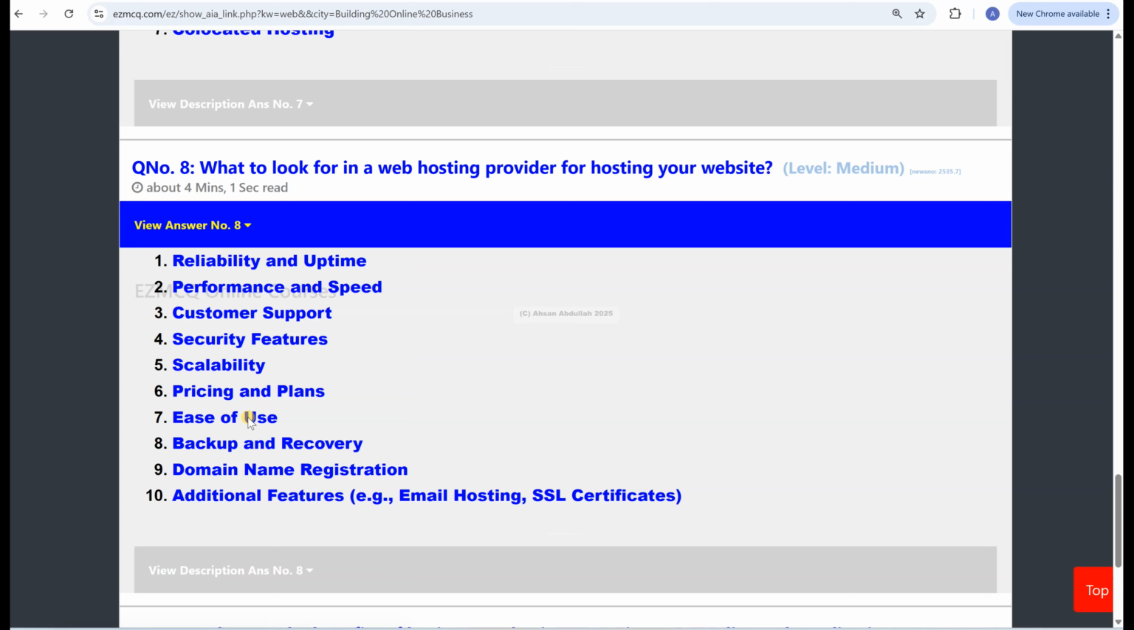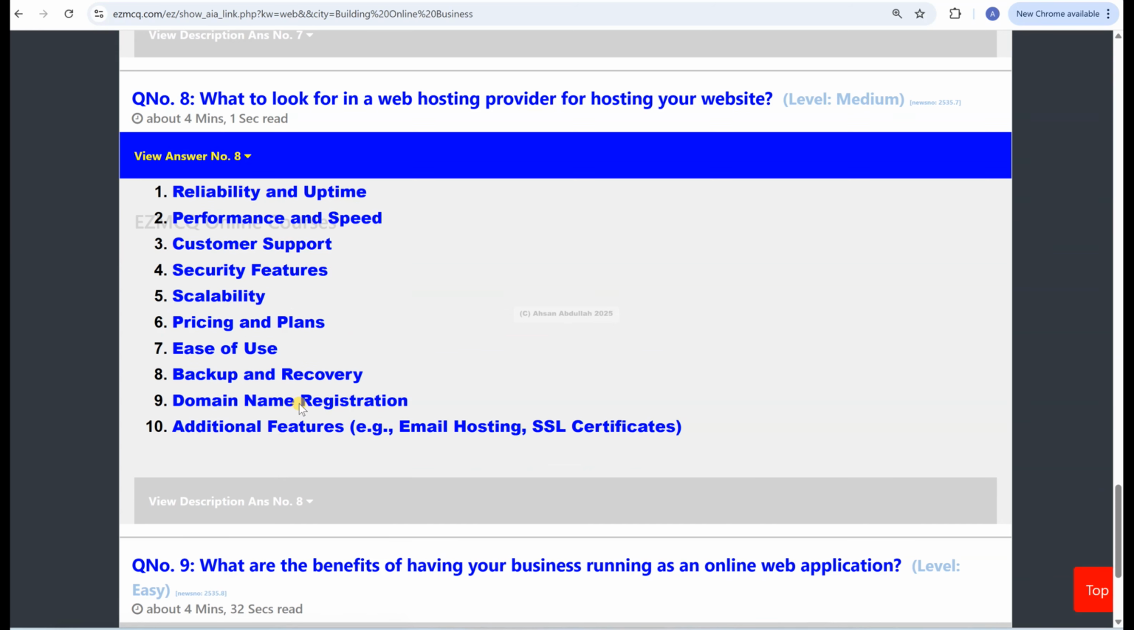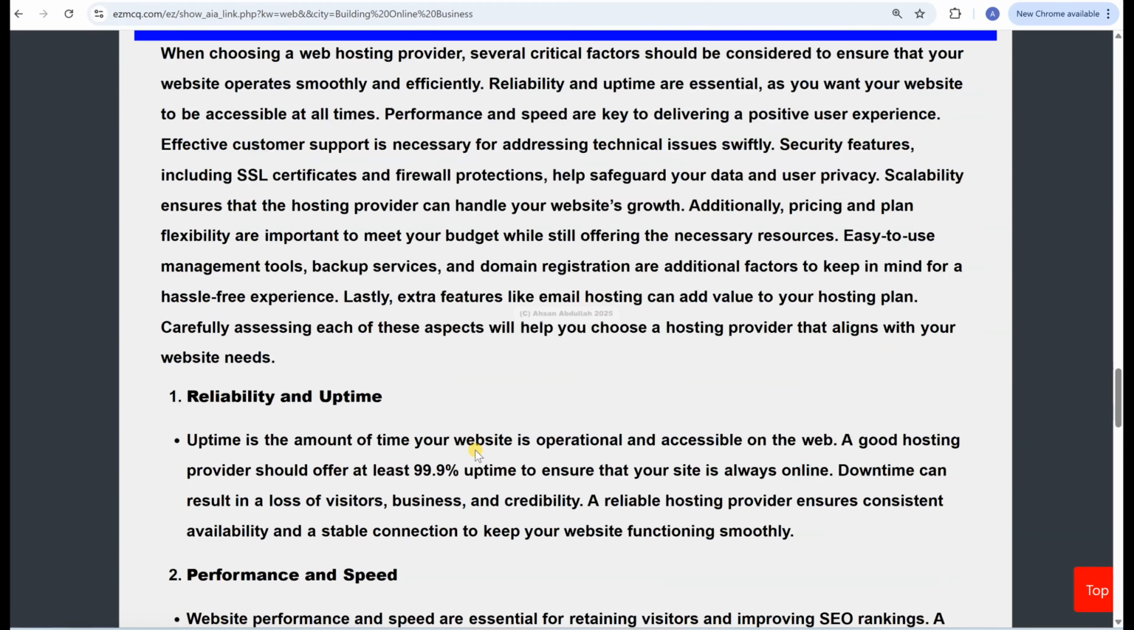Ease of use, you should be able to use these services. The interface is very user friendly. They do a backup, and in my experience, what I usually do is that I register the domain with the same hosting service provider where I'm hosting it, and it should have email hosting. This is not mandatory, but email hosting must be there so that you can send and receive professional emails. So the details are here.